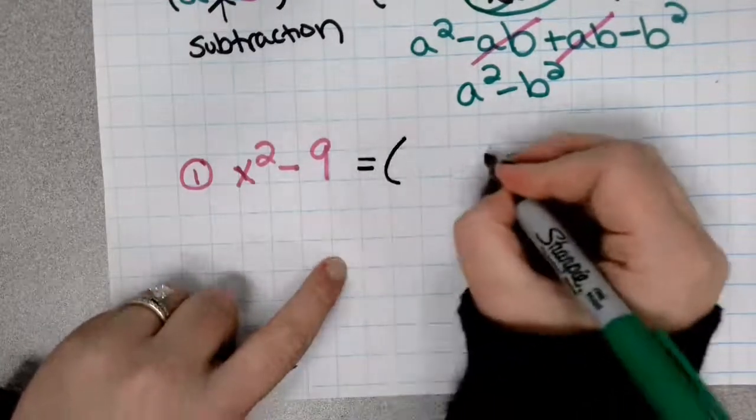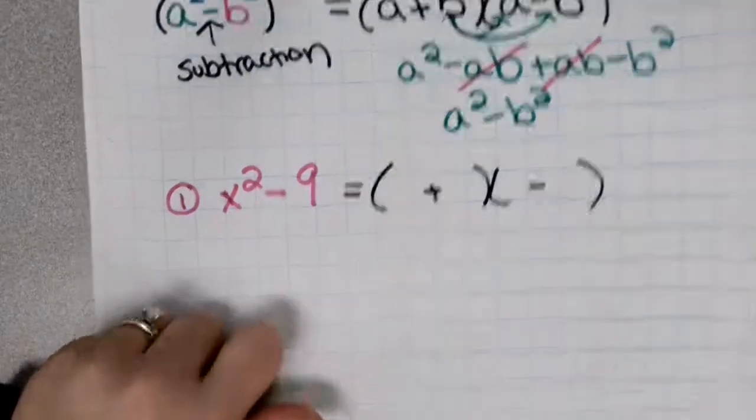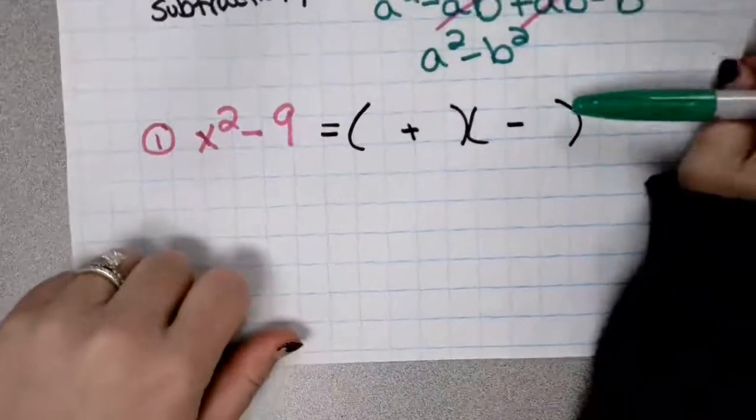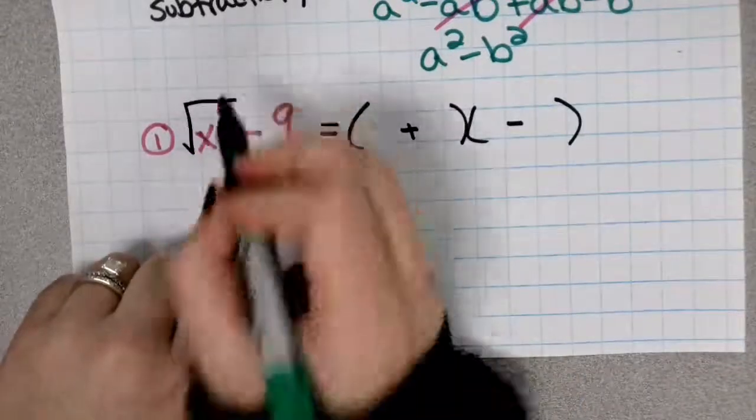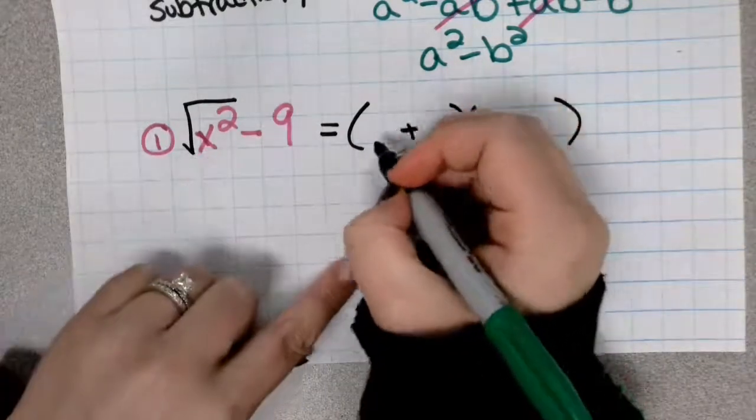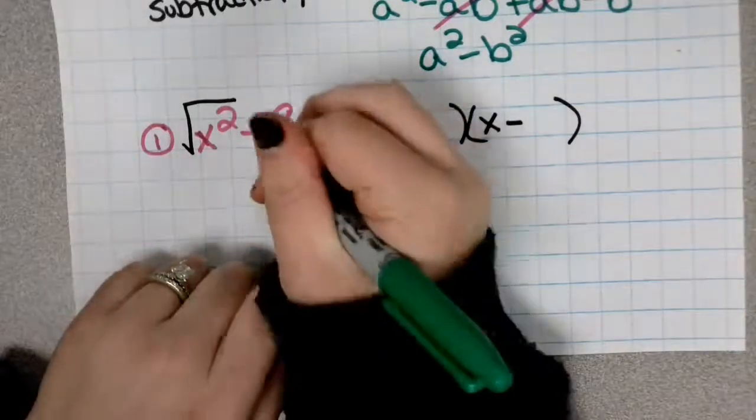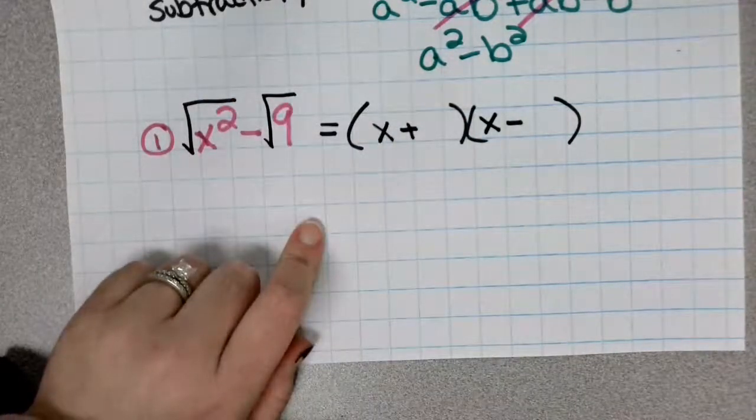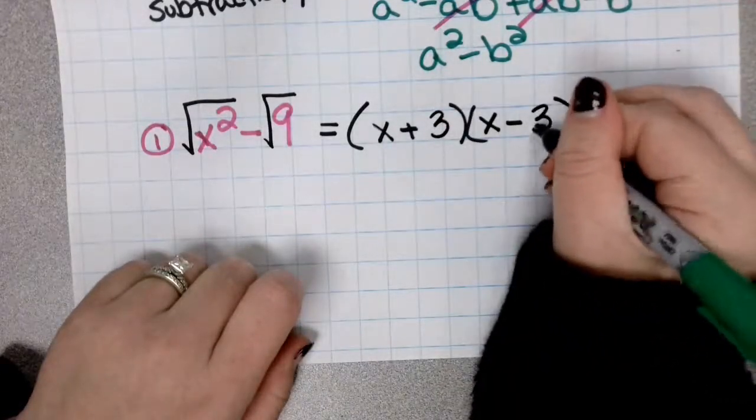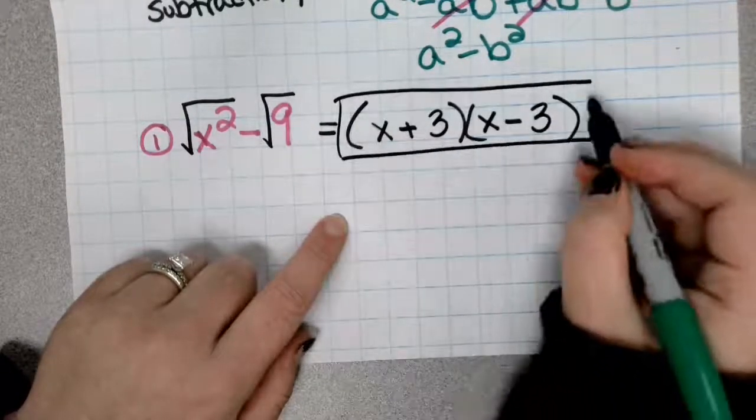So I'm first just going to set us up like this. We know one's going to be a plus and one's going to be a minus, just from our starting point, a plus b, a minus b. We're going to take the square root of x squared, and x times x is just x squared. So I'm going to put an x and an x there, and we're going to square root 9. The square root of 9 is a positive 3, negative 3. And this is the factored form of this difference of squares.